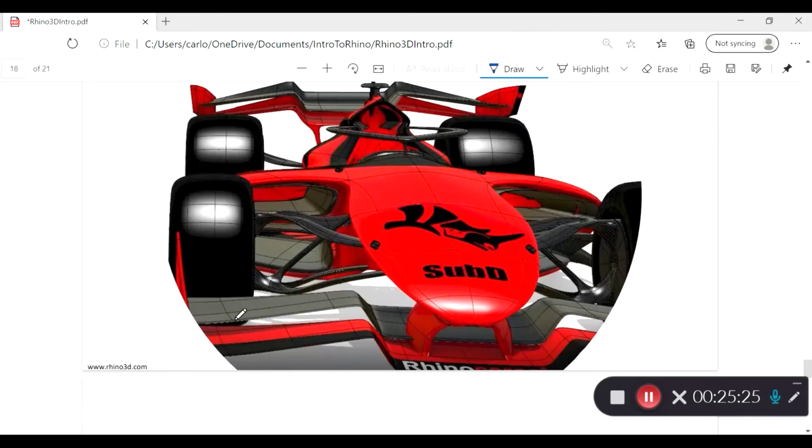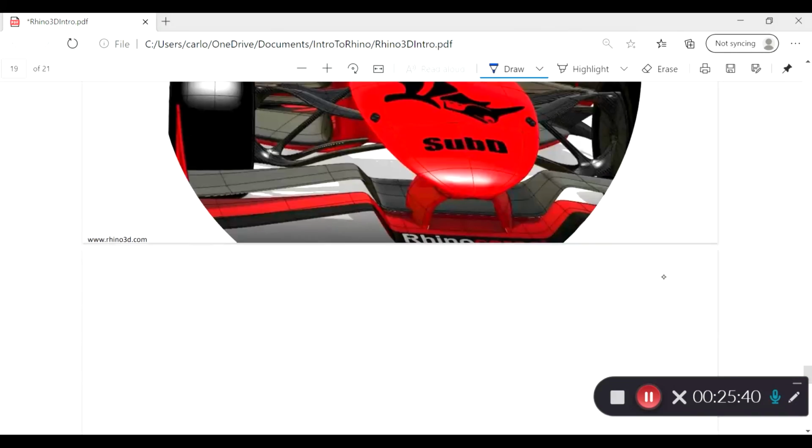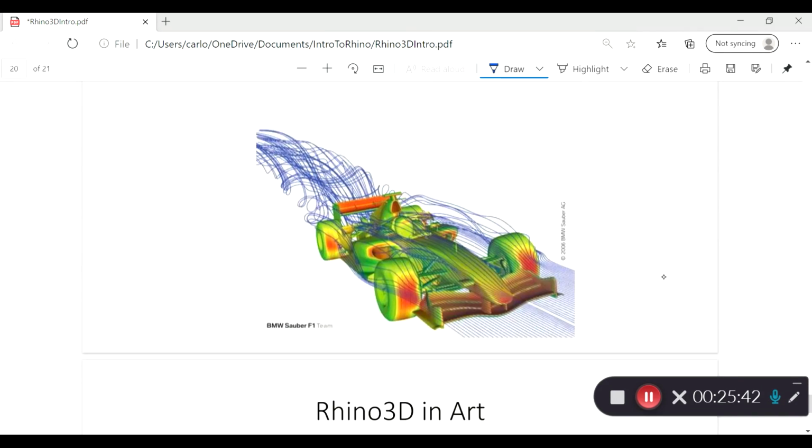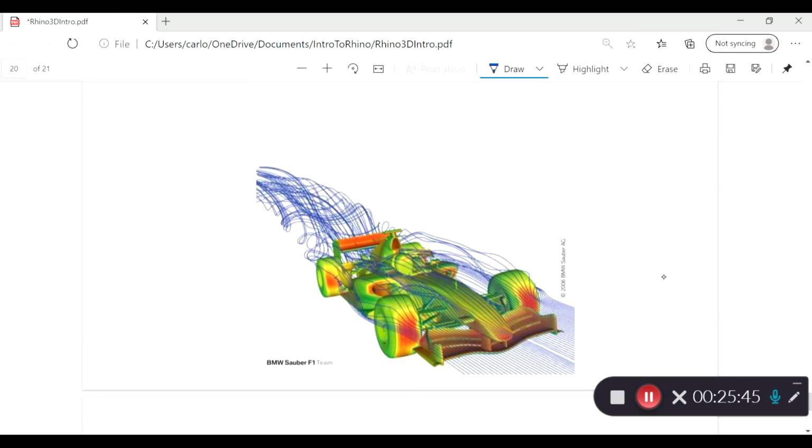Another example is this one from the Rhino 3D website. This is a good example of how to create a very nice model for a nice render using Rhino, and perhaps using the same concept to study your CFD. CFD is computational fluid dynamics.